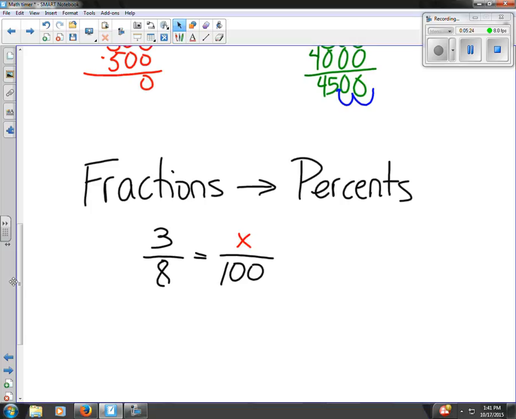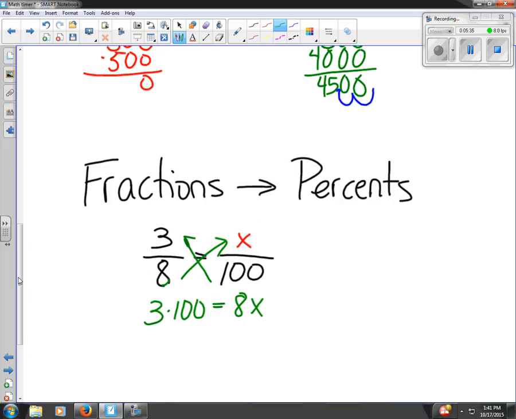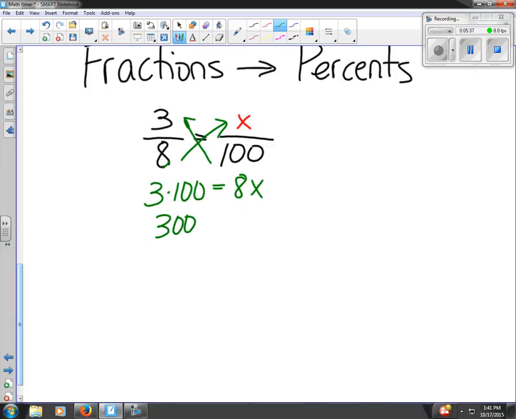What I tell my students is to solve the proportion like you did in chapter 4, which is why we taught it to you. You cross multiply, you get 3 times 100 equals 8 times x. So you get 300 equals 8x. How do we get x by itself?